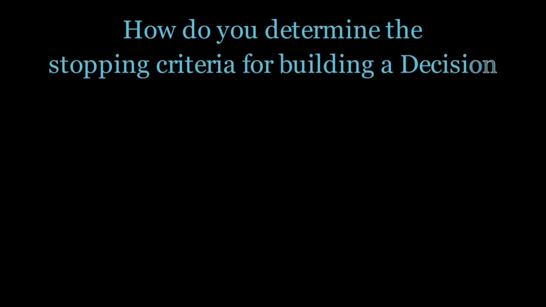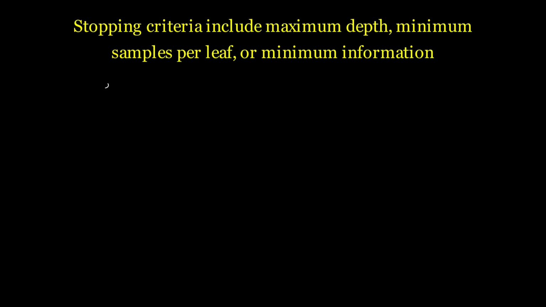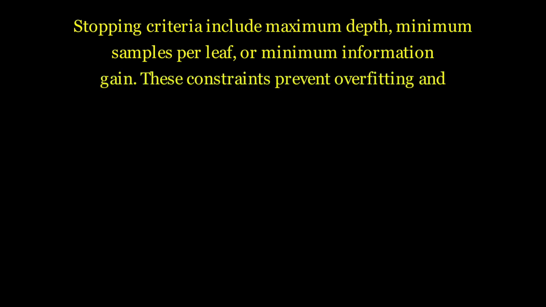How do you determine the stopping criteria for building a decision tree? Stopping criteria include maximum depth, minimum samples per leaf, or minimum information gain. These constraints prevent overfitting and reduce model complexity.